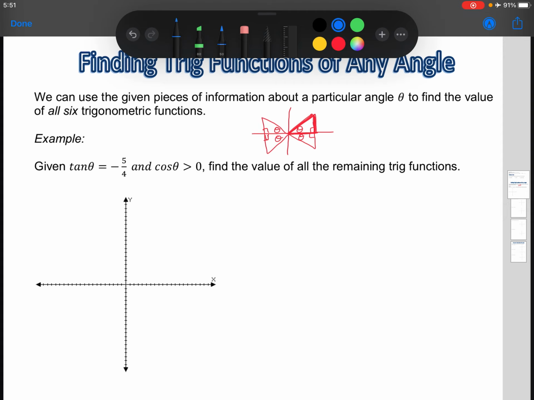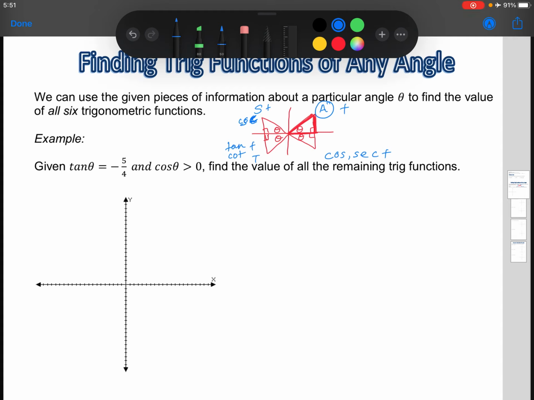Another thing that we need to know is ASTC. What does that mean? All trig functions are positive. Only sine is positive and its reciprocal, which is cosecant. I'm going to write CSC. Then tangent and cotangent are positive in the third quadrant. Means what? The other 4 trig functions are going to be negative. And cosine and secant are positive in the fourth quadrant, meaning what? Sine, cosecant, tangent, and cotangent are going to be negative.